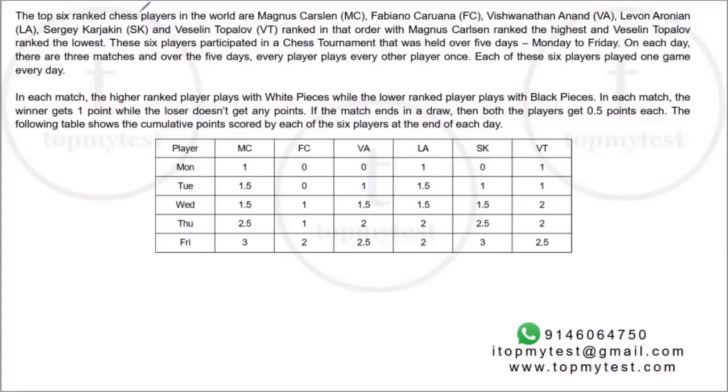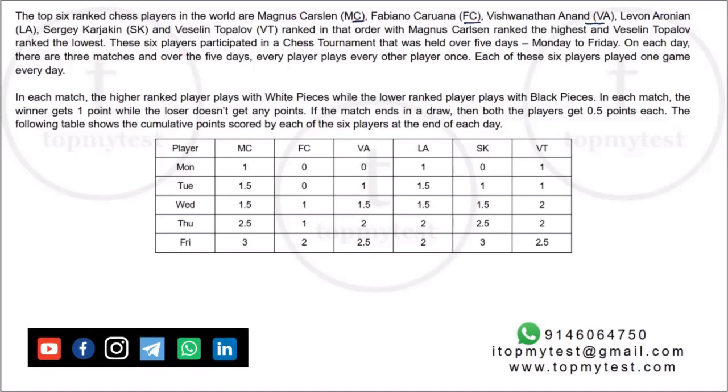The top 6 ranked chess players in the world are Magnus Carlsen MC, Fabiano Caruana FC, Vishwanathan Anand VA, Levon Aronian LA, Sergey Karakin SK, and Vasilin Topalov VT. Ranked in that order, with Magnus Carlsen ranked the highest and Vasilin Topalov the lowest. So Carlsen will be 1, Caruana 2, Anand 3, Aronian 4, Karakin 5, and Topalov 6.